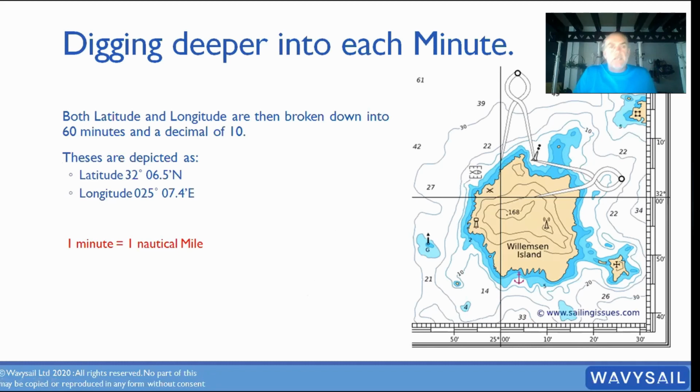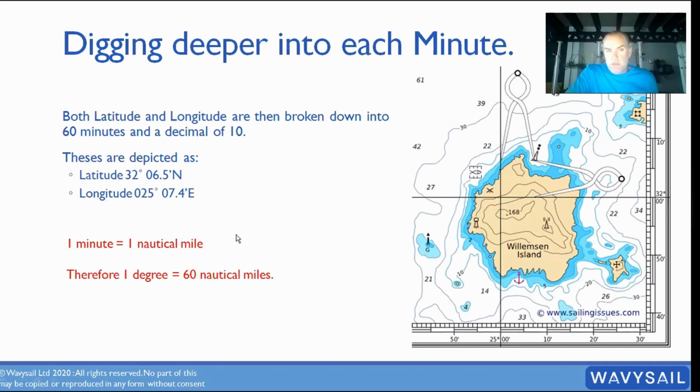And 1 minute is equal to 1 nautical mile. So 1 nautical mile isn't just a made-up number. Because there are 60 minutes in a degree, there are 60 nautical miles in a degree. So the distance of a nautical mile is worked out from degrees broken up into 60, to give us 60 nautical miles per degree. So the distance of a nautical mile is very specific to how the Earth is broken up and wedged in latitude and longitude.